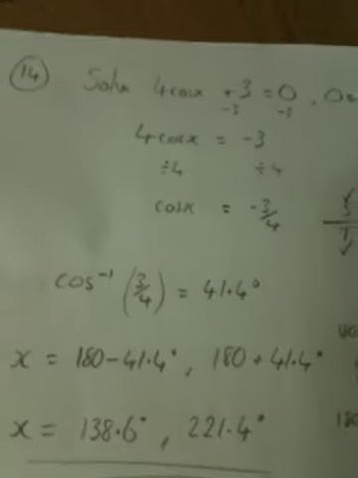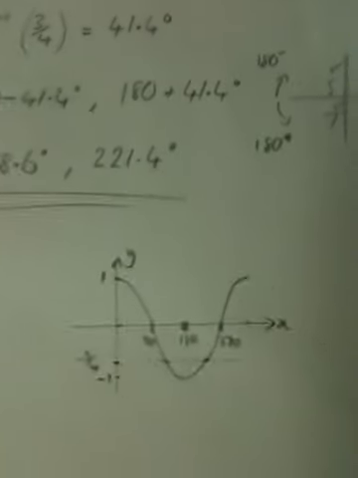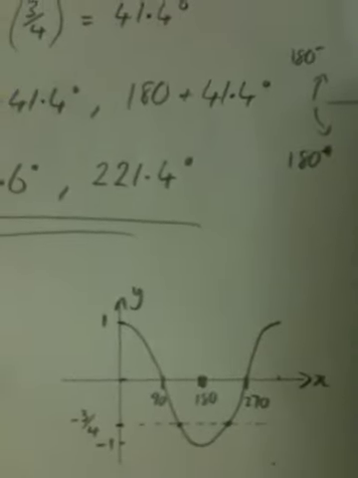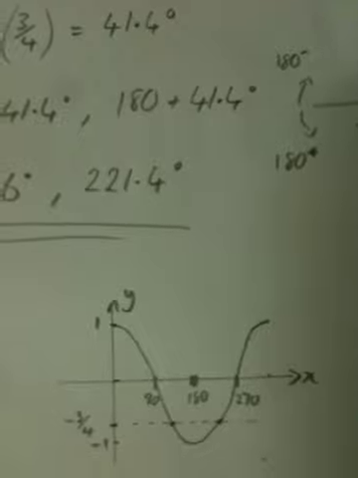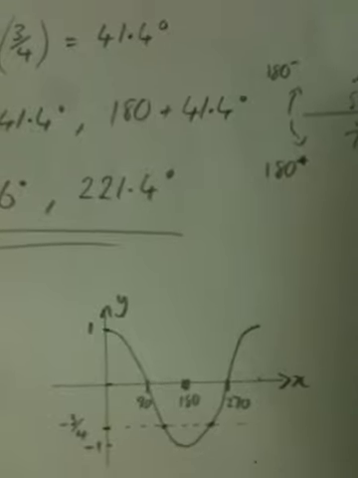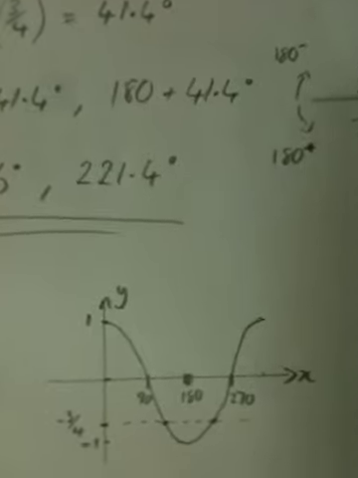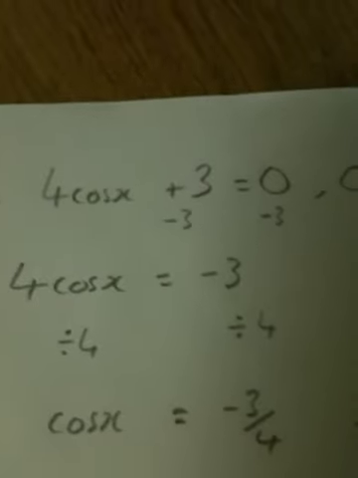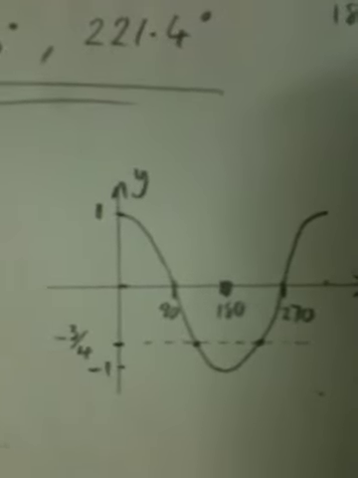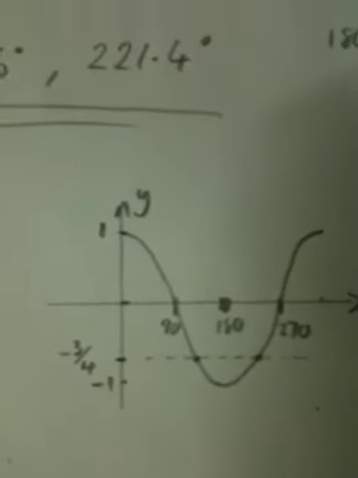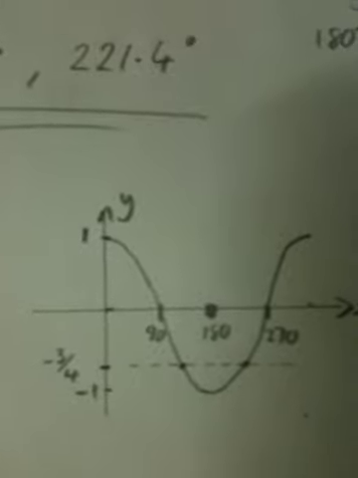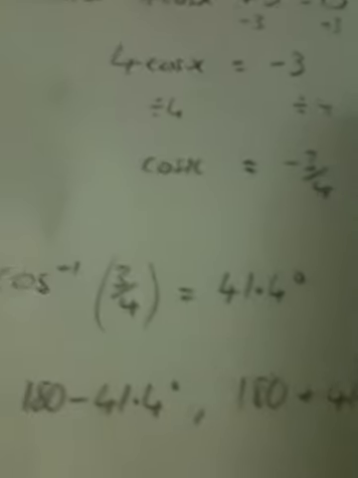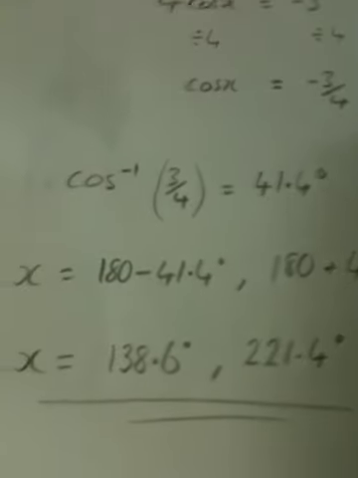If you're wondering why there are two solutions, remember the cos graph starts at 1, goes down to -1 at 180, and climbs back up to 1 at 360. The question is basically asking when is cos x at a height of -3/4. It's at a height of -3/4 in two places, once between 90 and 180, once between 180 and 270, and by doing that we have the exact answers.